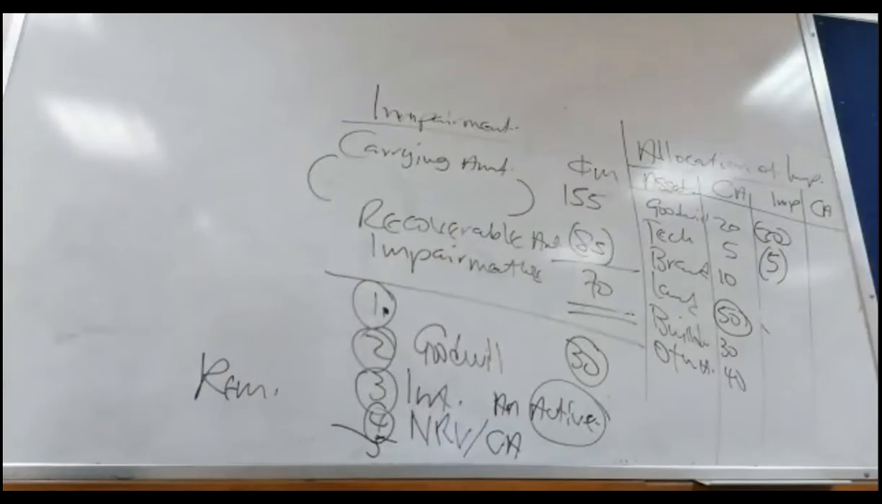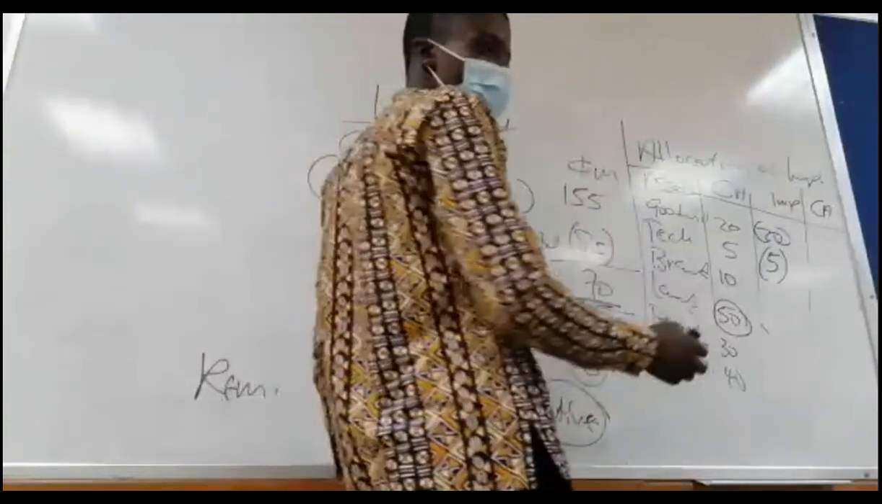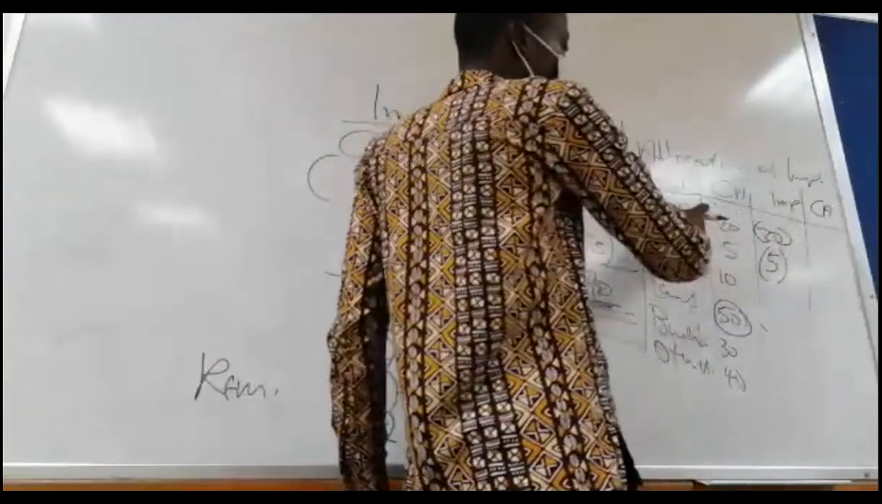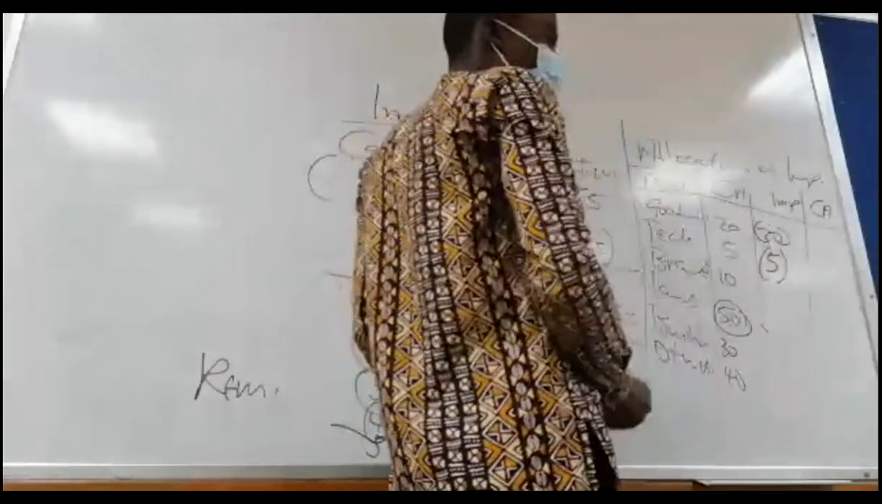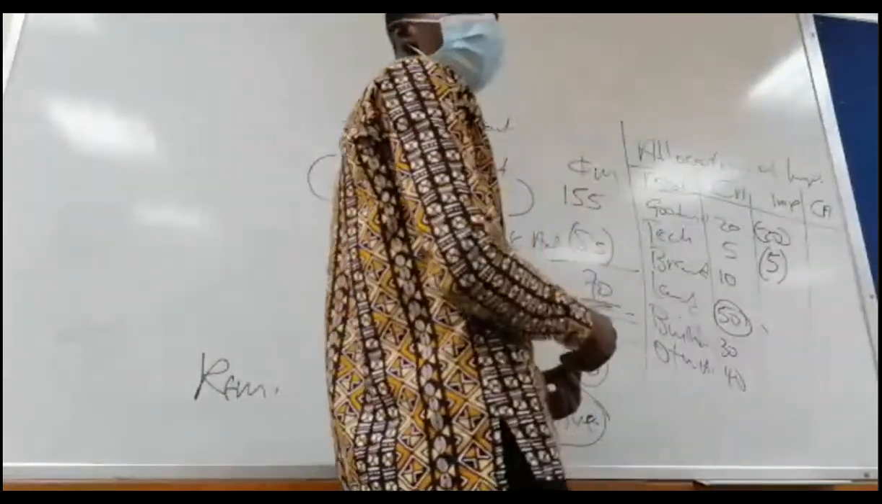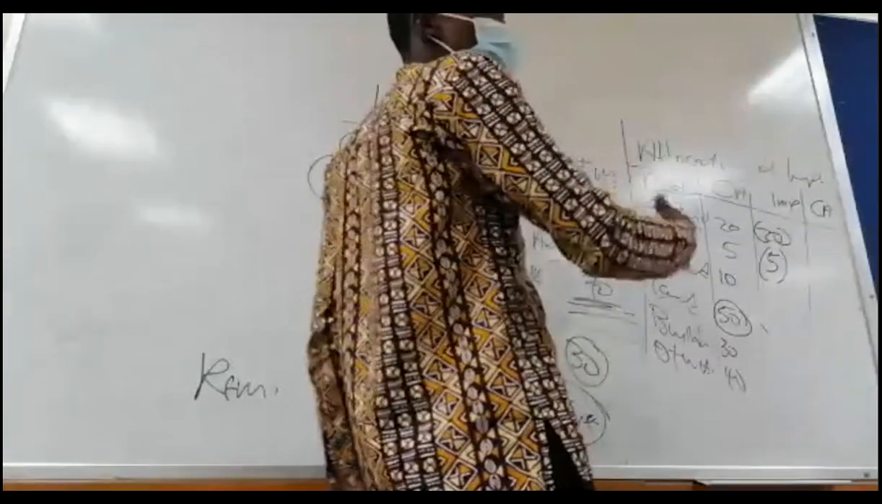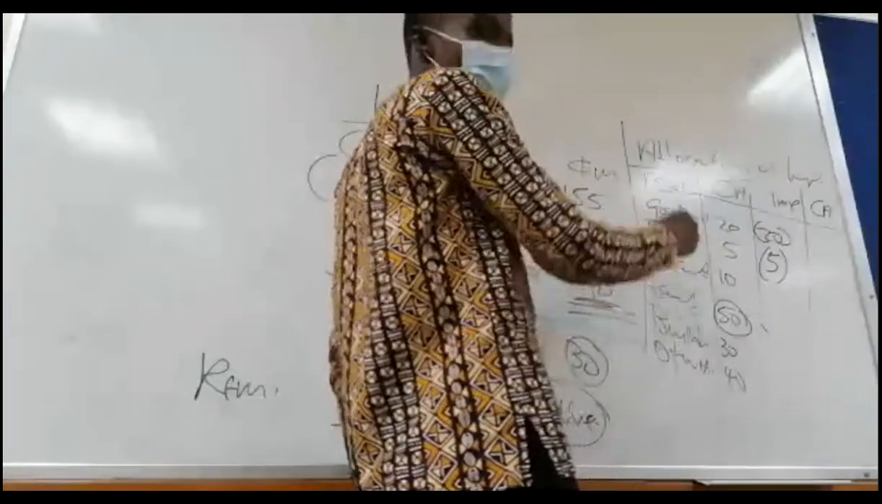So far, total impairment is 70. We have allocated 20 to goodwill and 5 to technology, making 25 so far. Taking from 70, we are left with 45. So we still have 45 to be shared among the remaining assets.